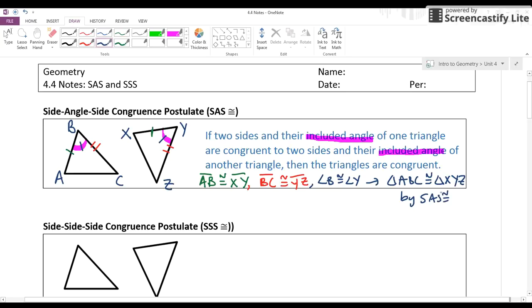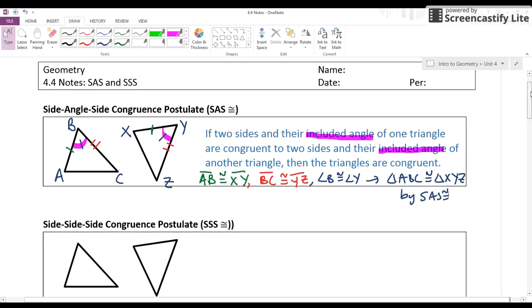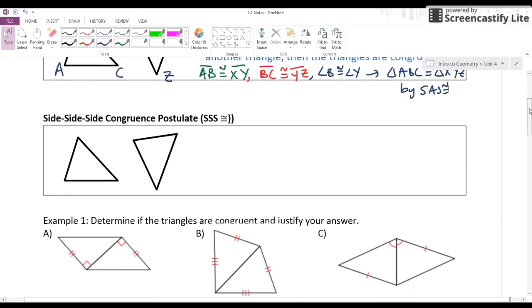All right, I put congruence here because next trimester we're going to talk about similarity. So I like to differentiate between congruence and similarity using that symbol. So that's why I put that there. All right, but again, the key thing with the SAS postulate is knowing the included angle. So think about why we can't say the triangles are congruent if we were given, for example, angle A and angle X instead of angle B and angle Y. All right. Next up, we have our side-side-side congruence postulate.